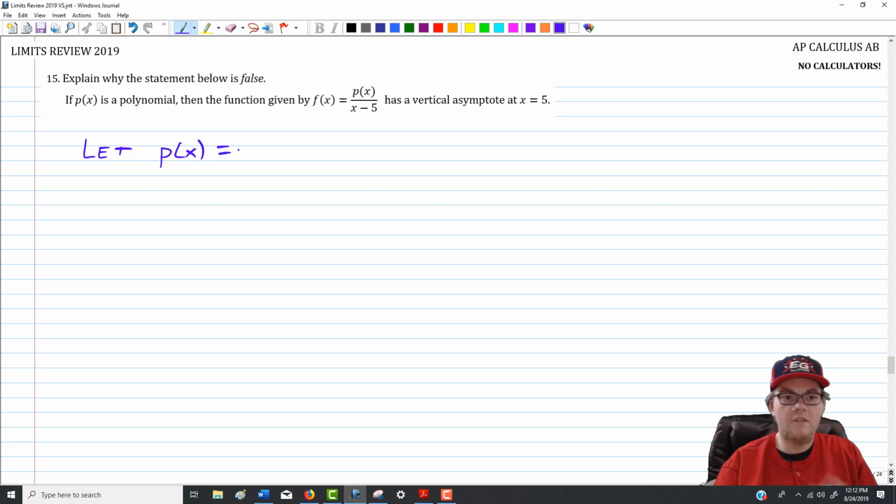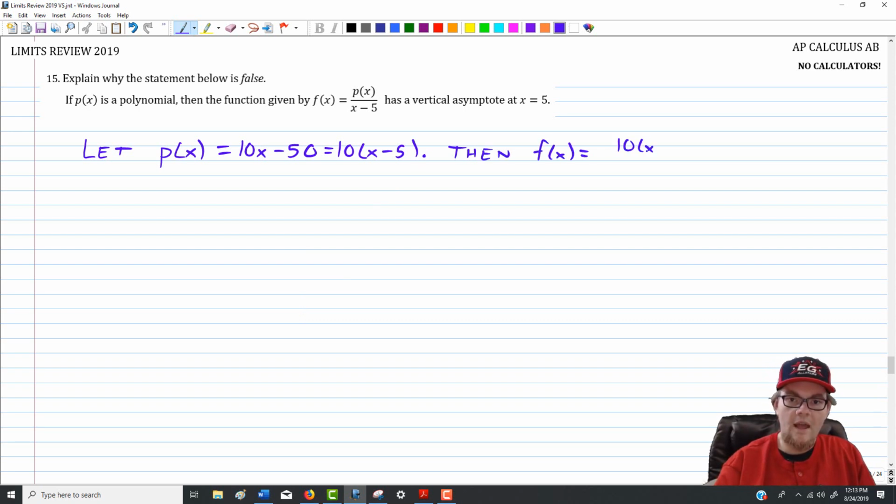So what I'm going to do is let p of x be a multiple of x minus 5. Maybe I'm going to let p of x be 10x minus 50, which is just a simpler way of writing 10 quantity x minus 5. And again, this would be a good way to narrate it. This would mean then that f of x equals 10x minus 50 over x minus 5. And if that's true, we can see that what's really happening here is we're creating not a vertical asymptote, but a hole. So basically we'd say then f of x has a hole at x equals 5, not a vertical asymptote.